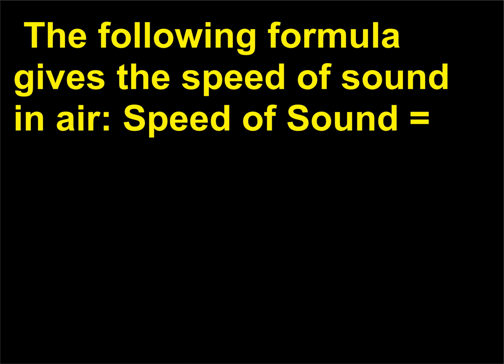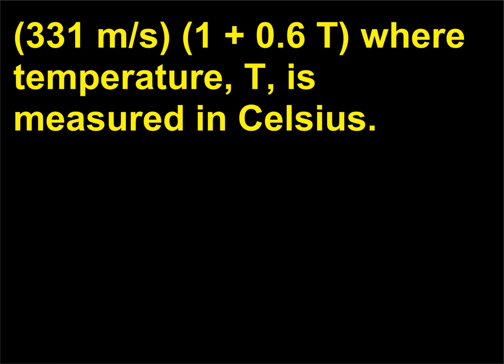The following formula gives the speed of sound in air. Speed of sound equals 331 m/s times (1 + 0.6 T), where temperature, T, is measured in Celsius.